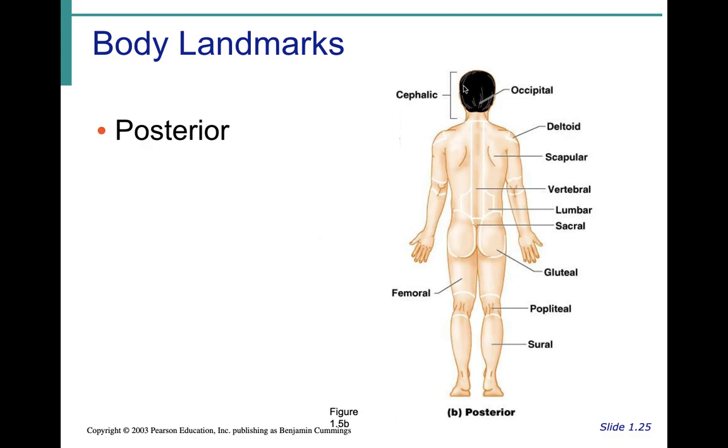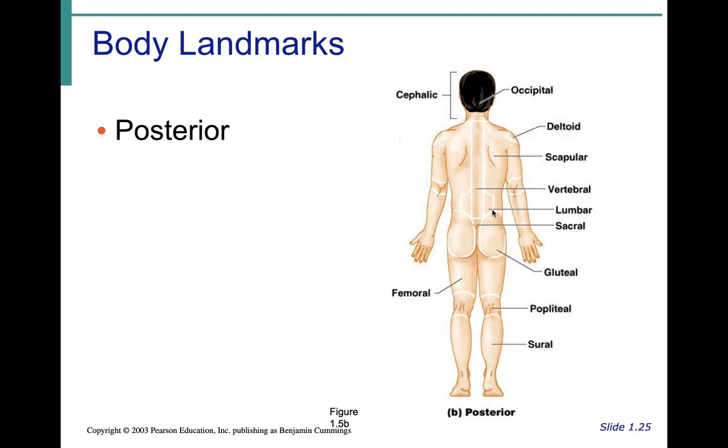So for the posterior, cephalic means head. Occipital is the very back portion of the head. To be exact, that's where the occipital lobe is of the brain, and that's why it is written that way. Deltoid is also on the shoulder, so the acromial is going to be on the anterior side. The deltoid is on the posterior side. The scapular is basically what we consider the back of the shoulder.